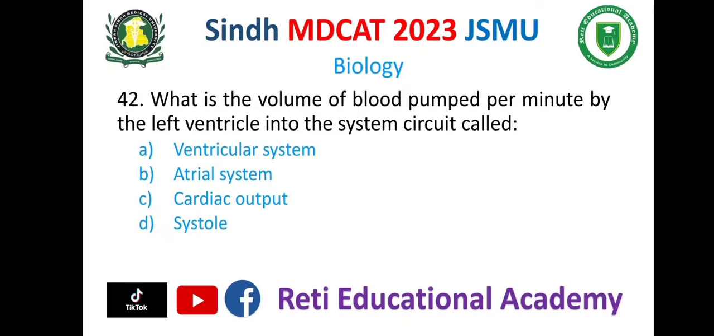Question number 42. What is the volume of blood pumped per minute by the left ventricle into the system circuit called? A. Ventricular system, B. Atrial system, C. Cardiac output, D. Systole? And the correct option is C. Cardiac output.